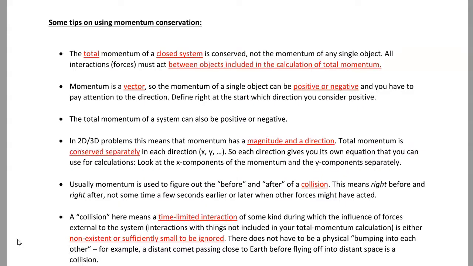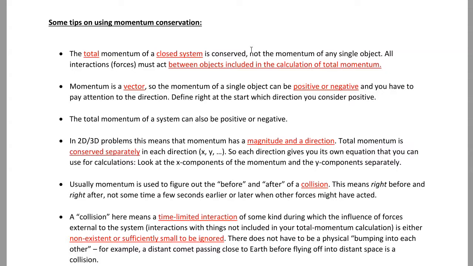Here you go. So here are some tips on using momentum. Let me go through them. First, to note, the total momentum of a closed system is conserved. That's exactly what we said, of course, and not the momentum of a single object. I'm emphasizing this because often enough I've seen the mistake made that you say, oh, momentum is conserved, momentum of the car is conserved. Not true. You have to take into account all the different objects and their momentum. Sum them up. Only the total is what is conserved.